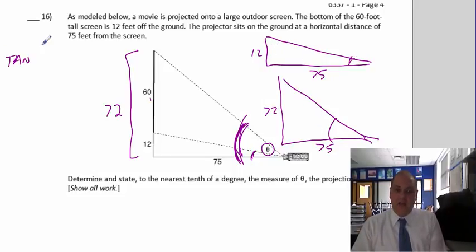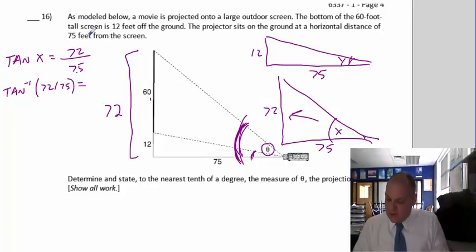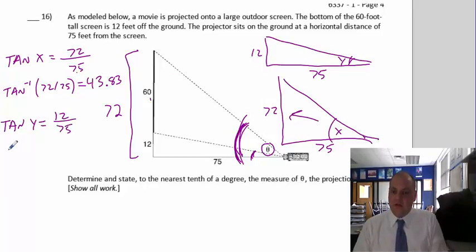We'll call one of them x, one of them y, right? So tan x is going to be 72 over 75. So in your calculator, it's inverse tangent, second tangent, 72 over 75, and that's going to come out to be 43.83. And then I'm going to do tan y equals 12 over 75. So I'm doing inverse tangent 12 over 75. And that comes out to be 9.09 degrees.